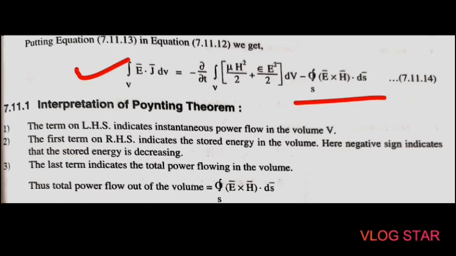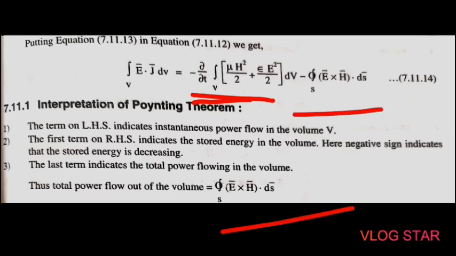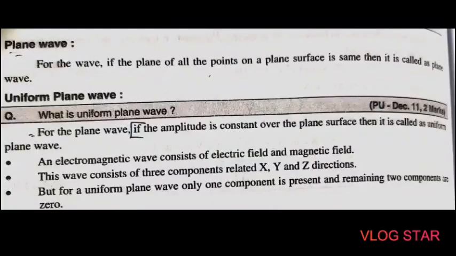So here this negative sign indicates that the stored energy is decreasing, that is the minus of ∂/∂t term, and the last term indicates the total power flowing in the volume, which is the integration over the closed surface of E bar cross H bar dot dS bar. So the cross product of E bar and H bar is called the Poynting vector.